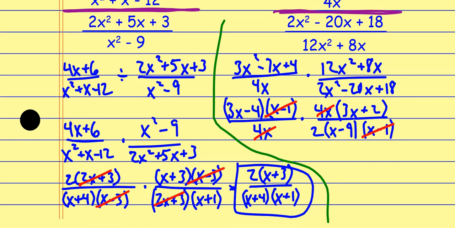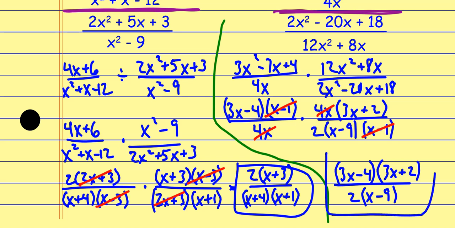So now I got to write my end result here. It's 3x minus 4, 3x plus 2, over the 2 and the x minus 9. That's it. So I just cancel everything that I can. I multiply straight across. All right. So again, multiplication: factor, reduce, multiply straight across. Division: change it to multiplication first, multiplying by the reciprocal, then factor, reduce, multiply straight across. Okay?